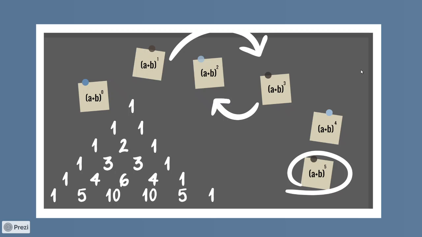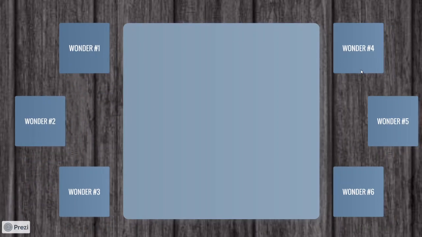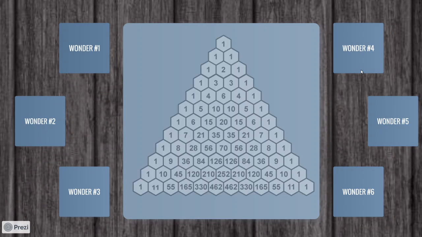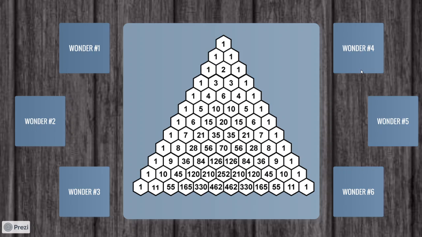1 1 1 1 2 1 1 3 3 1 1 4 6 4 1 1 5 10 10 5 1. You see a triangle here, and this triangle is not a simple triangle. It has a lot of applications, and this triangle is called Pascal's triangle. So I'm drawing an expanded version of the triangle.